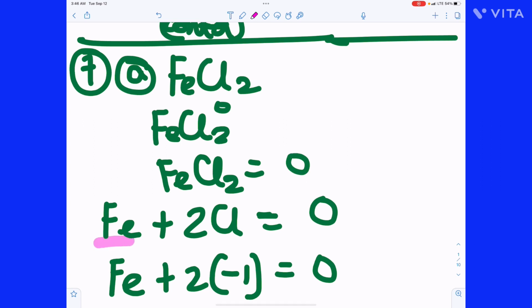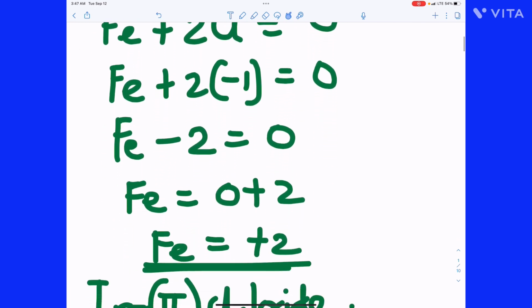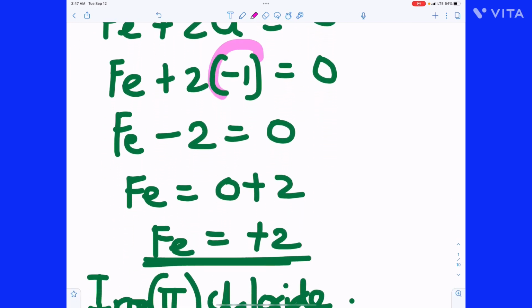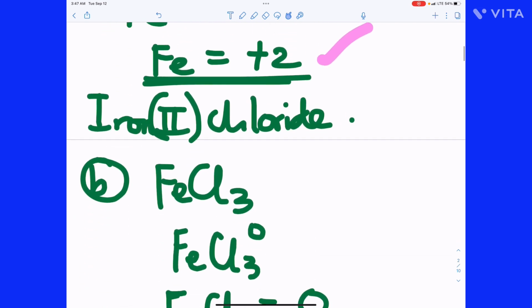That means if you put the charge of the iron together with the charge of the two chlorine atoms, you get 0. What does that give you? Fe plus 2 times minus 1 is 0. The charge of chlorine is minus 1 in this compound, not in all. So Fe minus 2 is 0. Fe is equal to plus 2. We call this compound iron 2 chloride, since the charge of iron in it is plus 2.